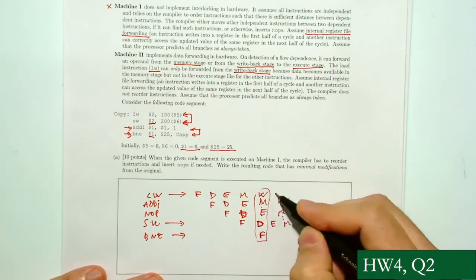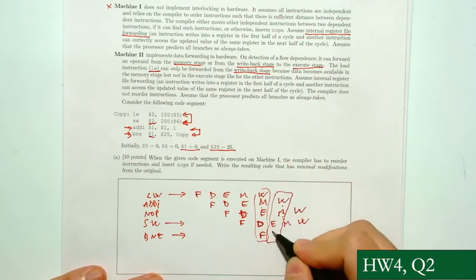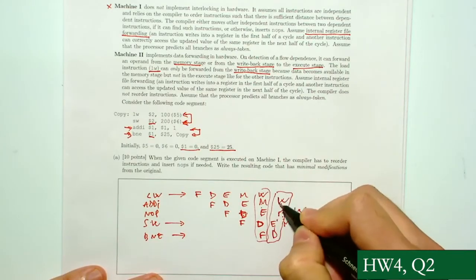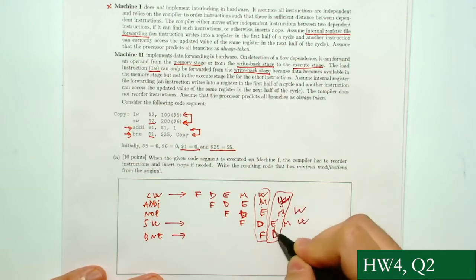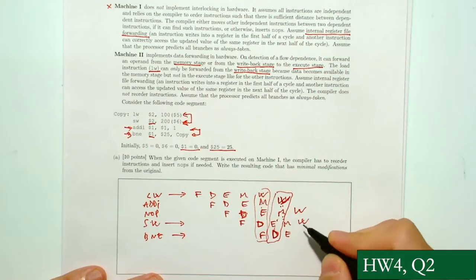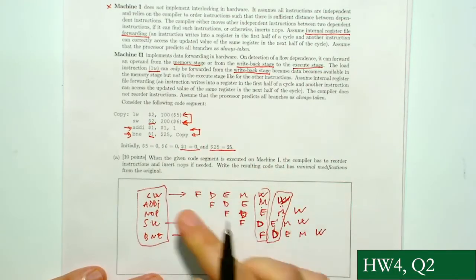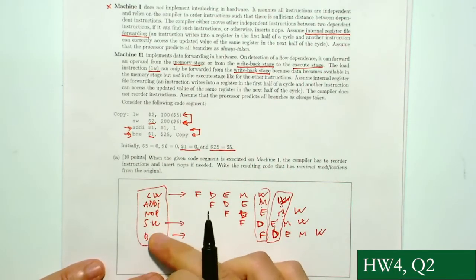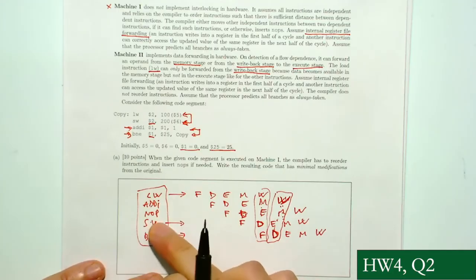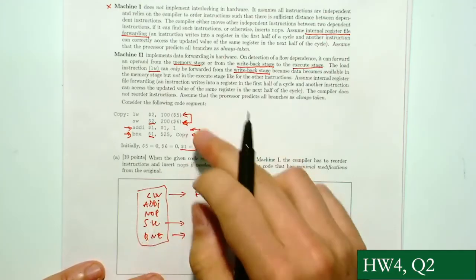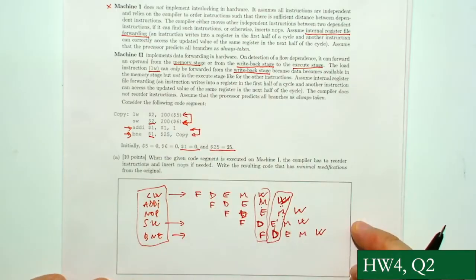So this is not very well aligned, but this is the decode phase. So when we write back here, we can read the register from here. So we can execute, memory, and write back. So this is basically the final code that the compiler needs to generate to execute this code correctly in machine 1. Any questions here? Okay.